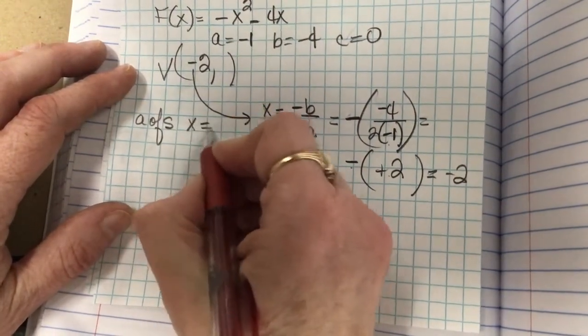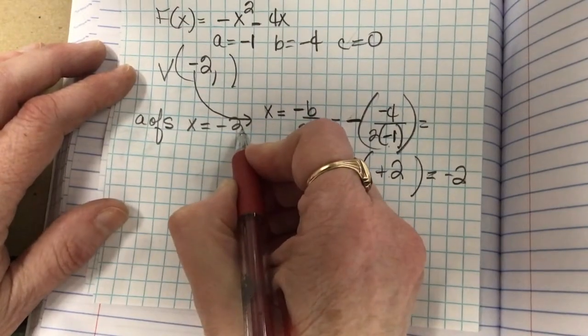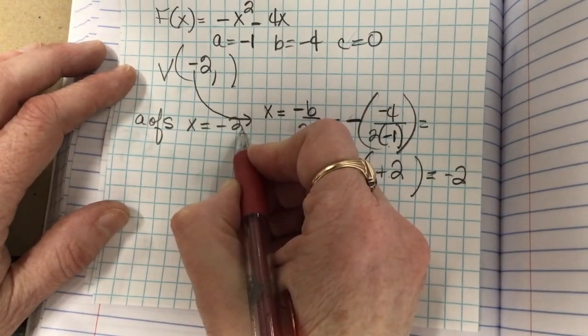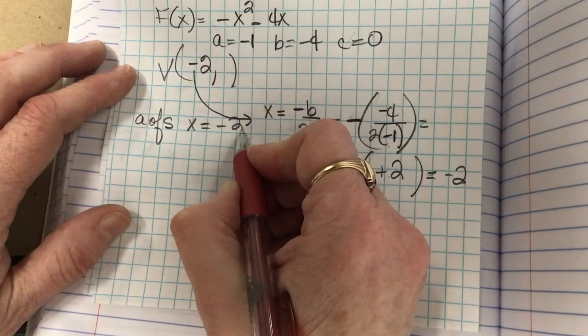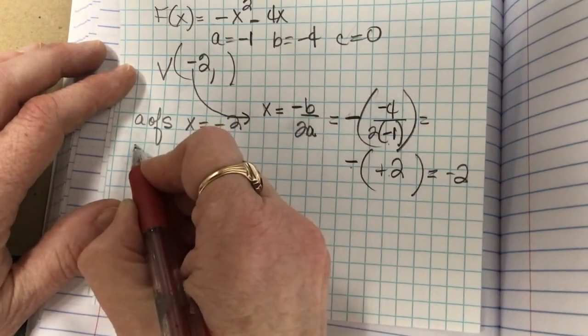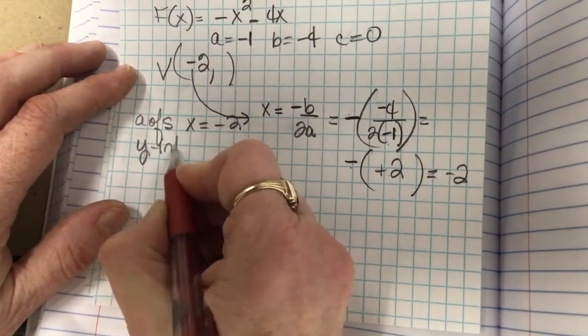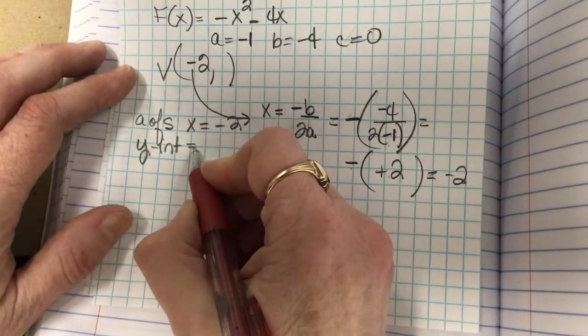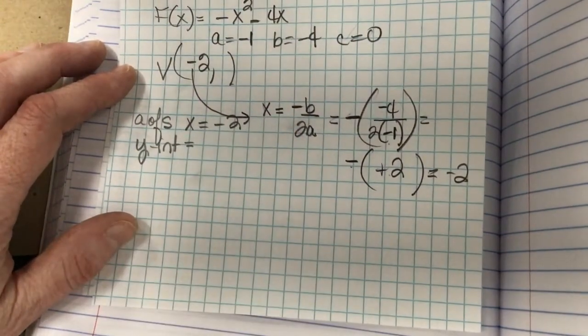Yes, x equals negative 2. I don't know the order that we do these in. What do we usually do next? The y-intercept? Okay. Yeah, I think we do the y-intercept next. It doesn't really matter, but I usually go ahead and do that.